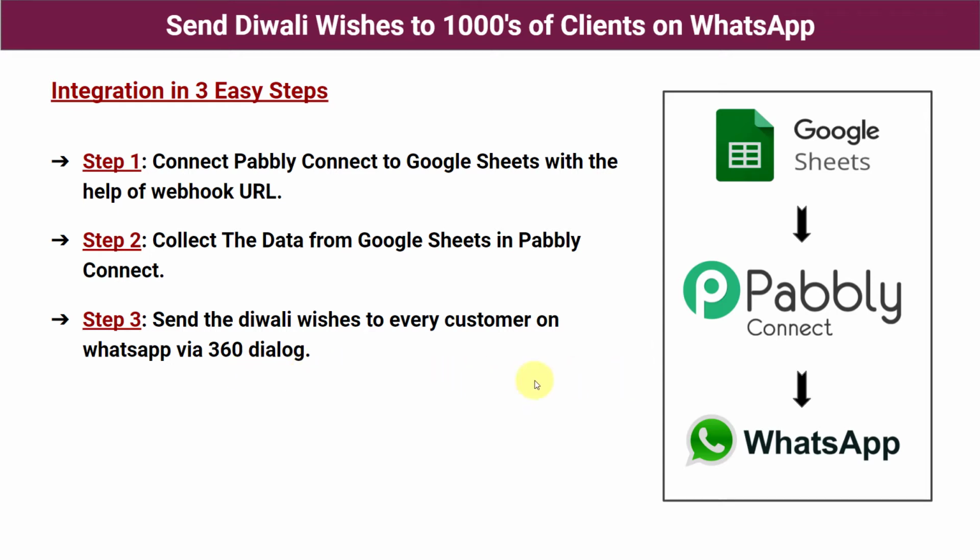We are not using WhatsApp directly. Instead, we are integrating 360 dialog. Why? Because WhatsApp does not allow you to send messages directly. For that, we have to use another software, that is the official API of WhatsApp, which is 360 dialog. Okay guys, let's start with the process now.